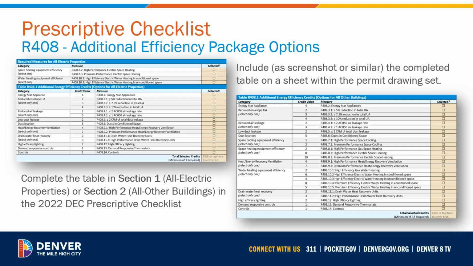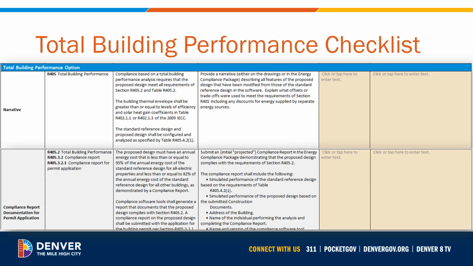Once the table is complete, include a screenshot of the table on a sheet within the permit drawing set and note the drawing number in the checklist for the plans reviewer. A completed table of the final installed measures to be completed by the builder or other approved party will also be reviewed at the project's final inspection to confirm compliance.